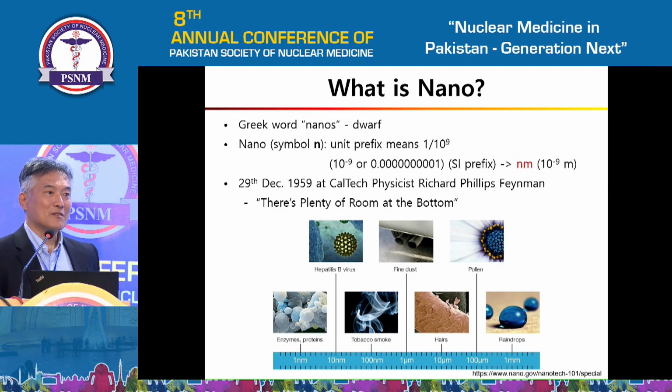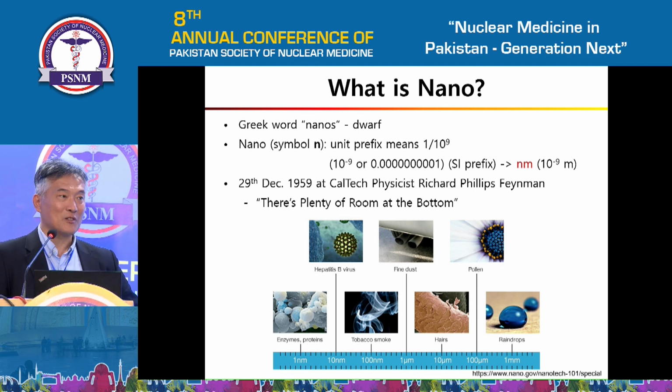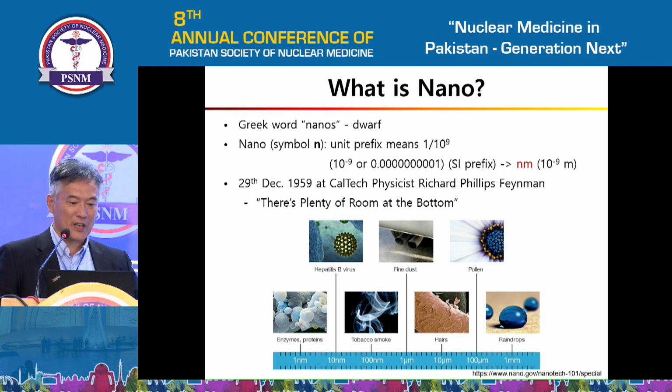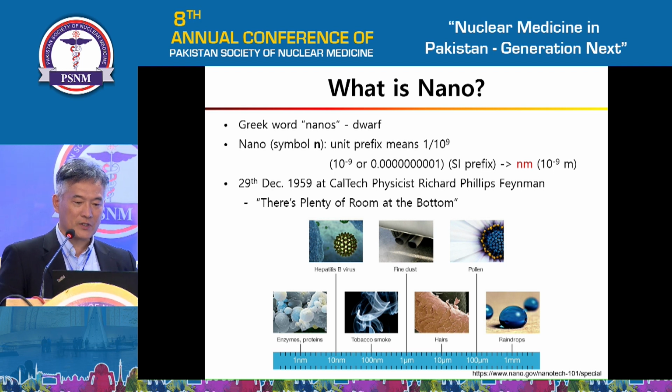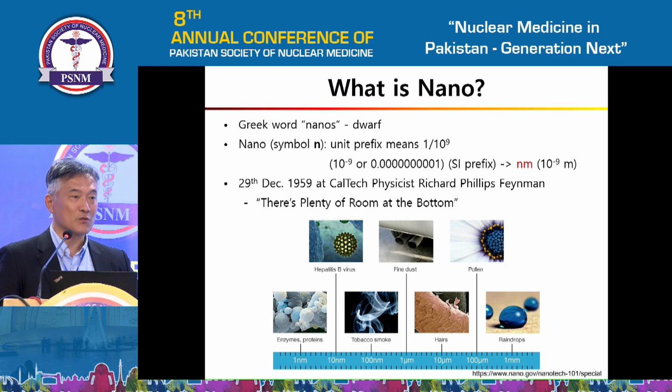I think you may know that nano is the field of chemistry, a word from the Greek word nanos, which means dwarf. So simply, nano is the size dimension. So 1 to the minus 9 is the nanometer size. And firstly, Nobel Prize winner Richard Feynman said that there's a plenty of room at the bottom.